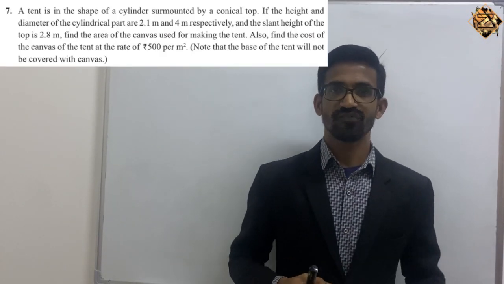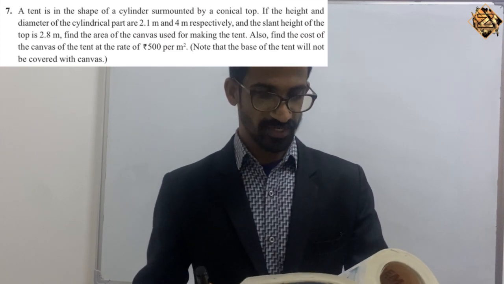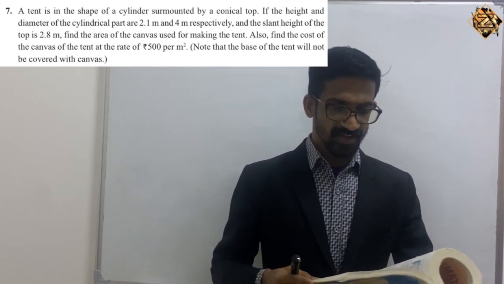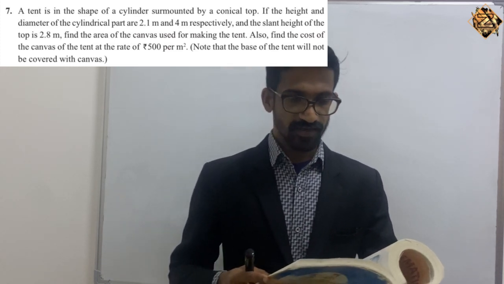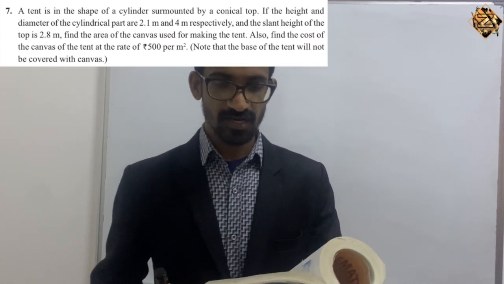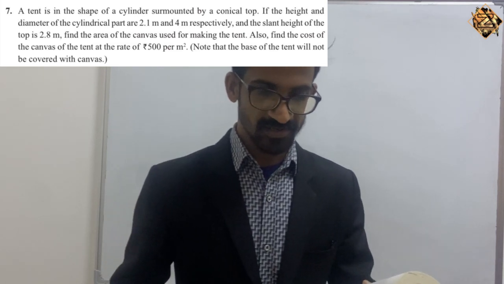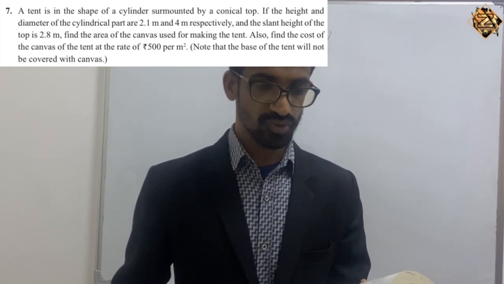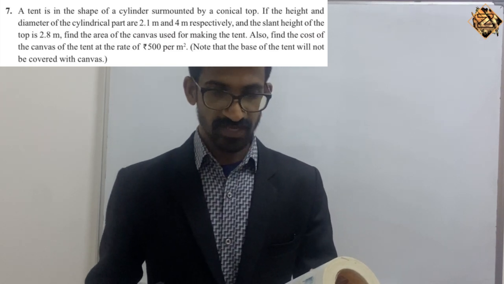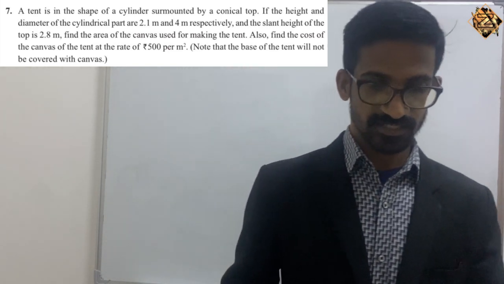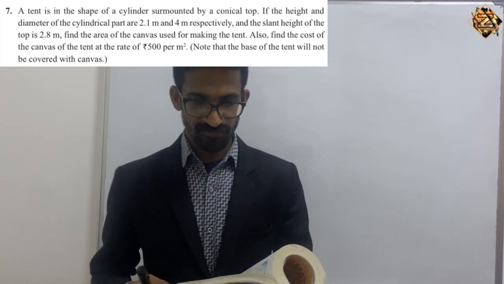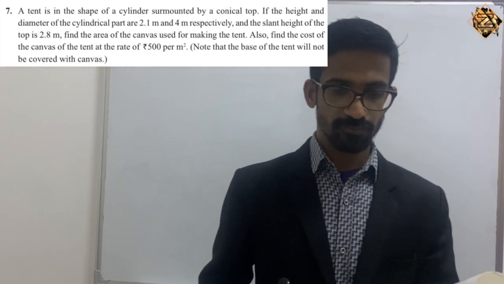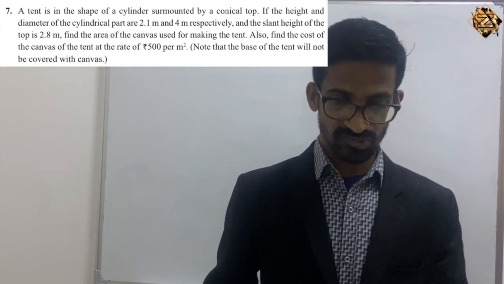Students, now let's look at question number 7 of page number 245, exercise 13.1. A tent is in the shape of a cylinder surmounted by a conical top. If the height and diameter of the cylindrical part are 2.1 meter and 4 meter respectively, and the slant height of the top is 2.8 meter, find the area of the canvas used for making the tent. Also, find the cost of canvas of the tent at the rate of rupees 500 per meter square.